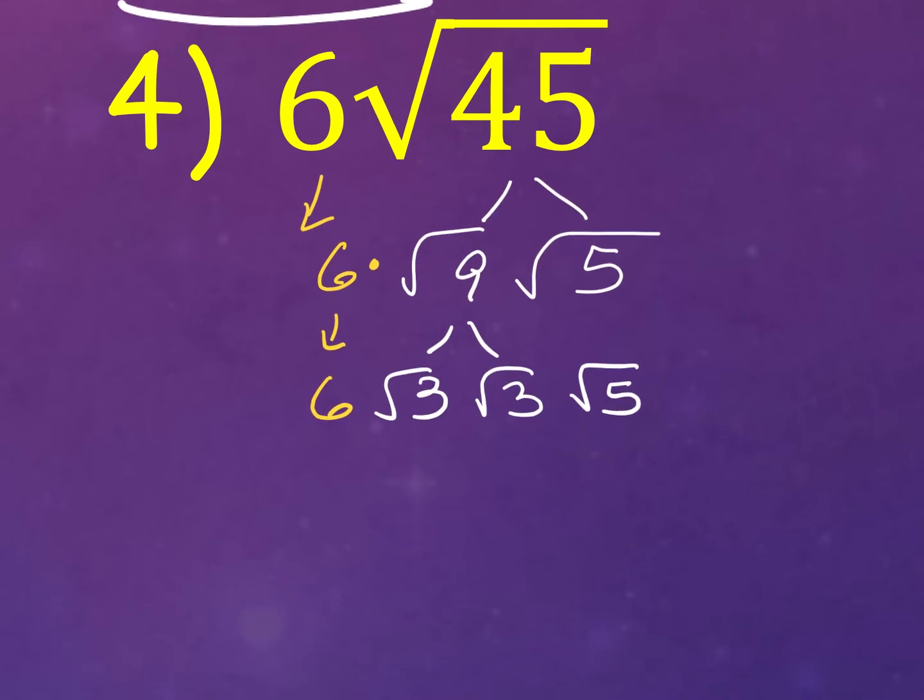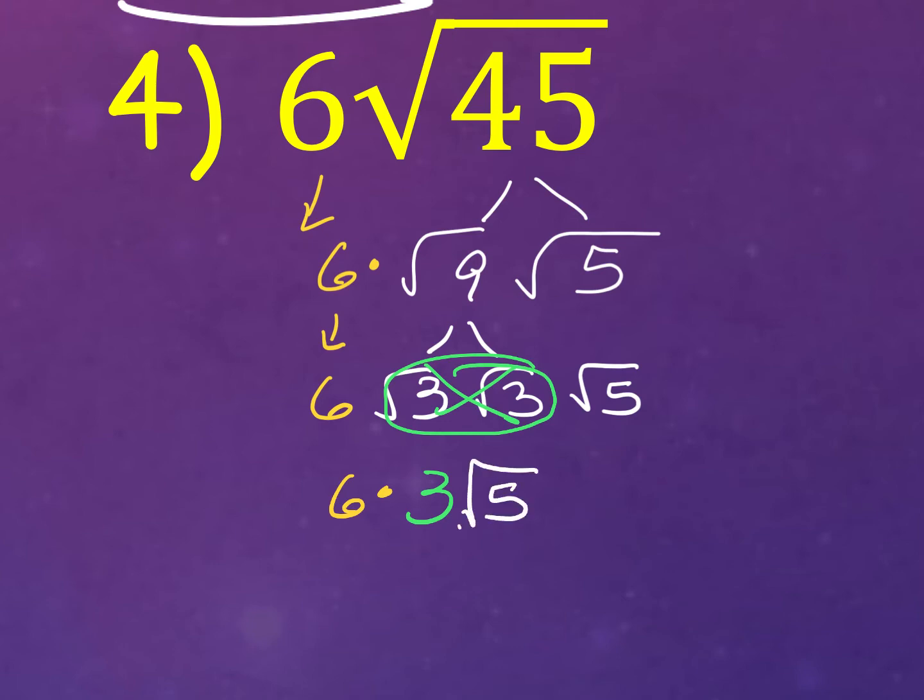Now that I have prime factors under those radicals, make your pairs. Pair of 3s. 3 comes out. He's going to get multiplied to the 6 that was originally out. And leave the 5 underneath. So 6 times 3, final answer here is 18 square root 5.